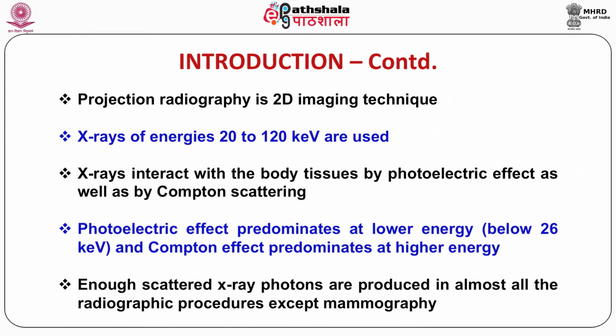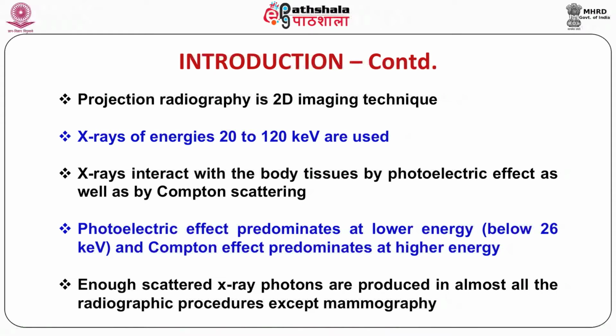Projection radiography is one of the medical imaging techniques in which an image of a three-dimensional object, that is the patient, is recorded in 2 dimensions, resulting from superposition of the anatomy along each radiation ray. In this technique of medical imaging, X-rays of energy 20 to 120 keV are used. These X-rays interact with the body tissues by photoelectric effect as well as by Compton scattering.